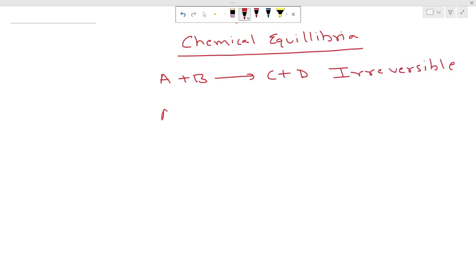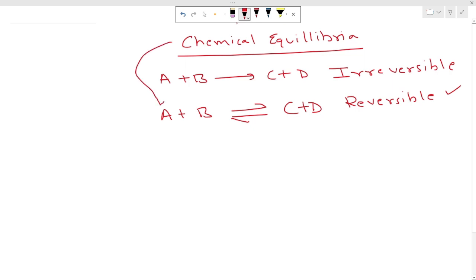The other type of reaction is one where the reaction occurs in both directions, that is, the forward and the backward direction, and it is called a reversible reaction. Now the concept of chemical equilibria is associated with reversible reactions only.